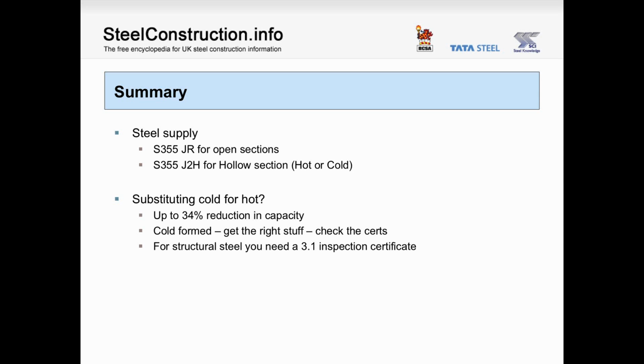If you are specifying cold formed hollow section, the only way to check that you're getting what you asked for is by looking at the inspection certificates. And for all structural steel, you need to ensure that you have a 3.1 specific inspection certificate. If it's anything else, you're not getting a structural product.